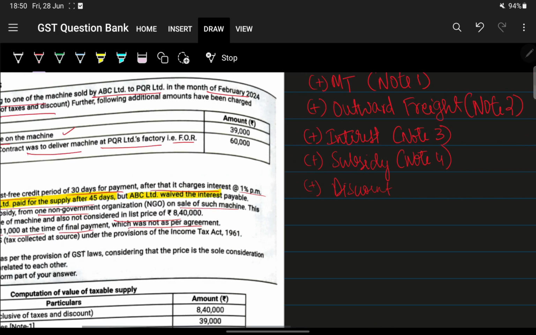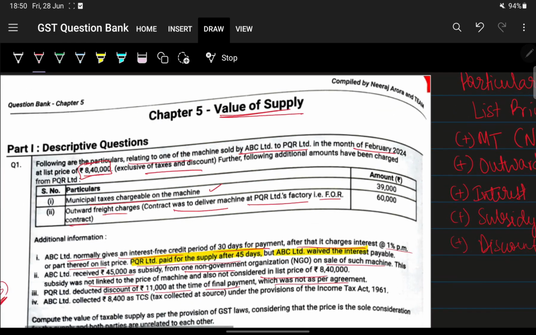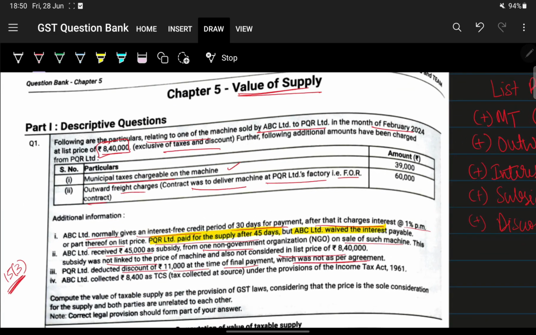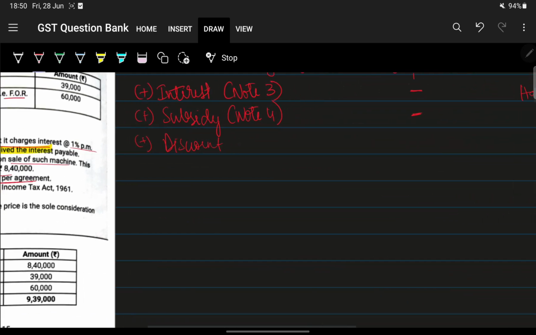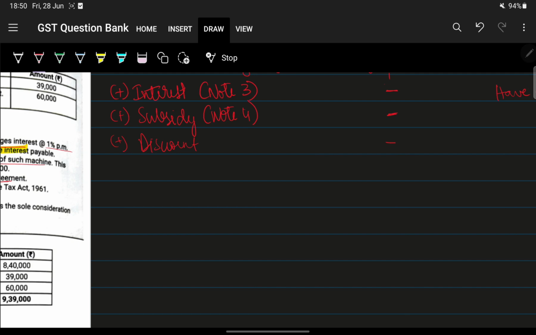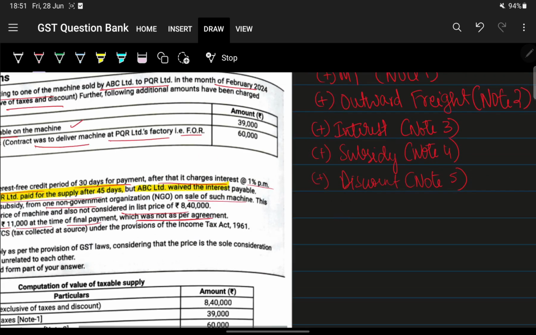Have they, this is not taken into this 8,40,000, right? I'll just read it again, which is not as per the agreement. Okay, meaning at the time of final payment. So it is not included in the list price also, right? So we'll just add 0. Again we'll put this under note 5. Okay, next.